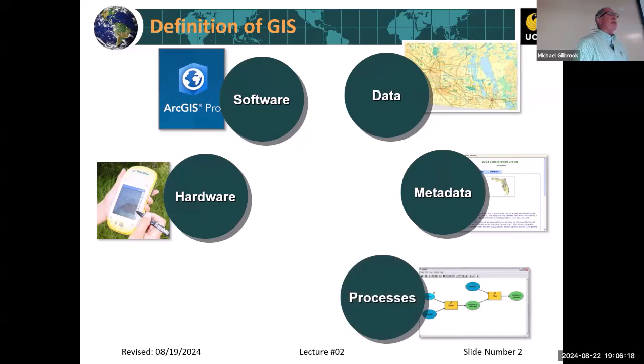A relatively recent addition to the definition, I say recent, 10 years, 12 years, is processes. Why would we include this as a definition of a geographic information system? Well, it's because in most uses of GIS, particularly in an enterprise setting, how many people know what I mean when I say an enterprise?